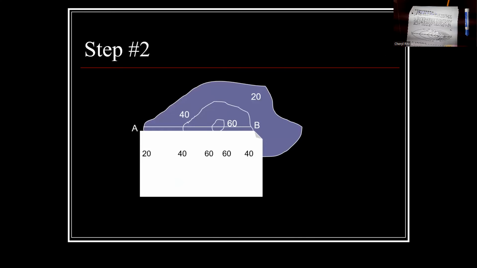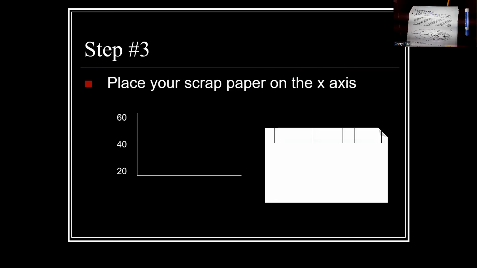So I've got my paper along the line. Then you just mark, okay, there's where that 20 line crosses my paper. There's the 40 line, there's the 60. The 60 line touches twice back to the 40. So you just have this piece of paper with little marks on it. The next step, step 3, place your scrap paper on the x-axis.